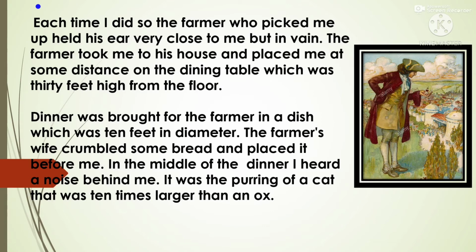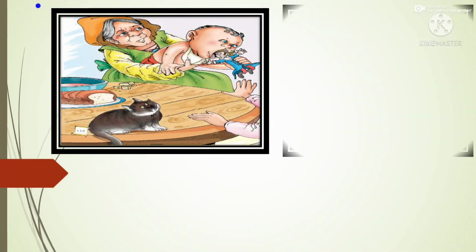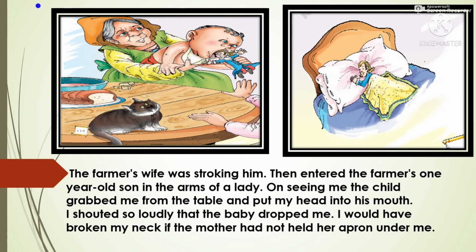The farmer's wife crumbled some bread and placed it before me. In the middle of the dinner, I heard a noise behind me, and that was the sound of the purring of a cat. Purring means the sound made by a cat. So I heard the purring sound of a cat. That cat was 10 times larger than an ox. The size of the cat was 10 times larger than an ox. The farmer's wife was stroking the cat.